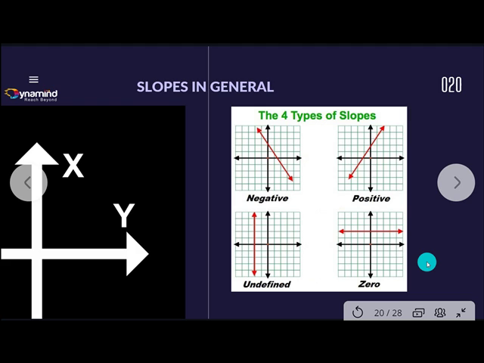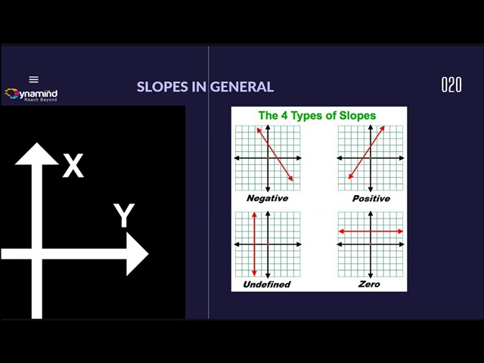To summarize this, there are four types of slopes. Negative, when it decreases as you go along the x-axis. Positive is this, it increases as you go along the x-axis. Undefined when it is vertical, and zero when it is horizontal. There is no increase in height, it is zero.